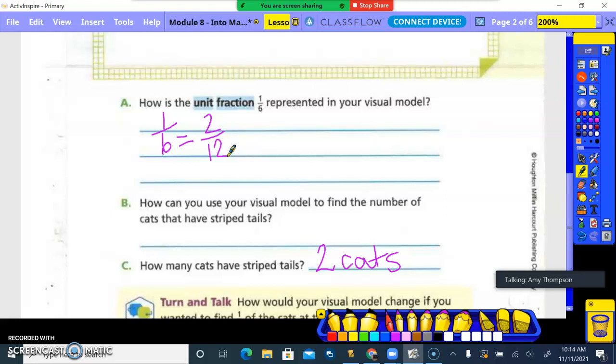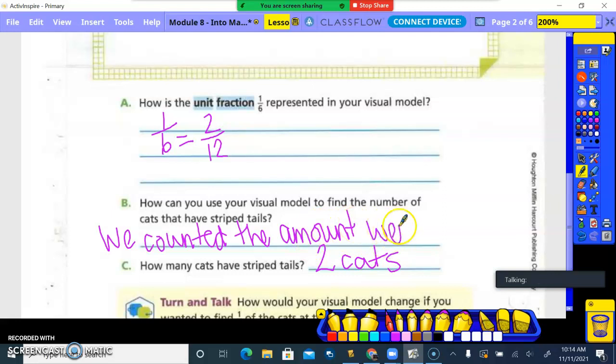So basically we counted the amount we colored in, right? Okay. So we counted the amount we colored in.